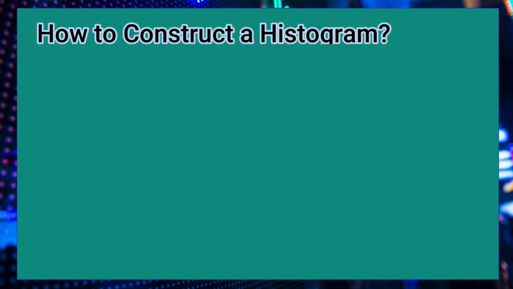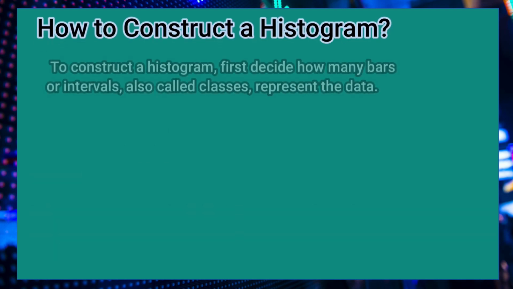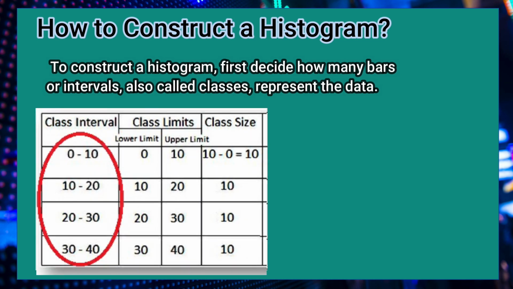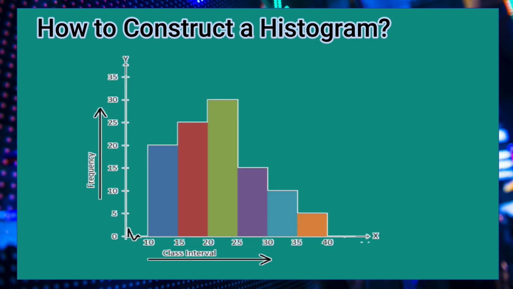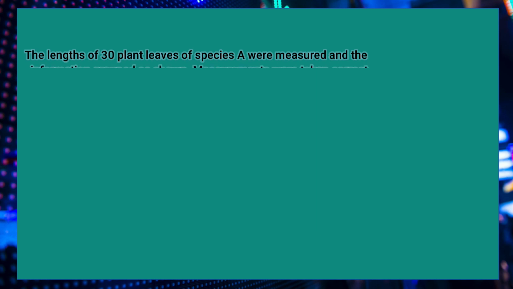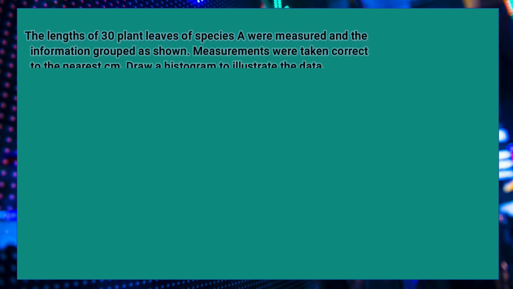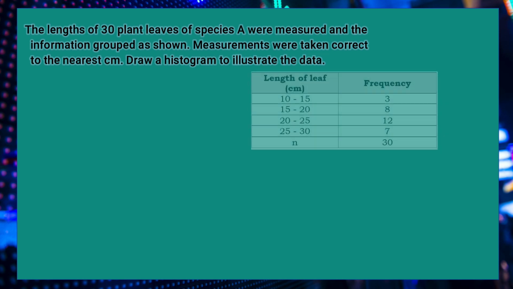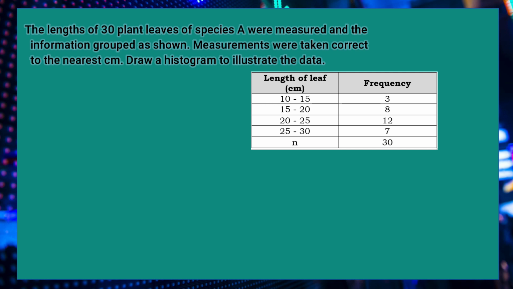Now, how to construct a histogram? To construct a histogram, first decide how many bars of intervals, also called classes, represent the data. Many histograms consist of 5 to 15 bars or classes for clarity. The number of bars needs to be chosen. Now, let's draw a histogram to illustrate the data. The lengths of 30 plant leaves of species A were measured and the information grouped as shown. Measurements were taken correct to the nearest centimeter.